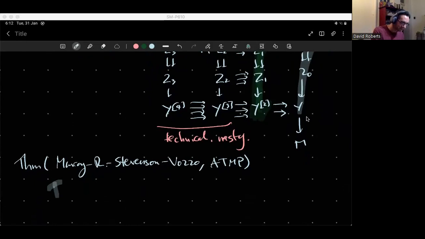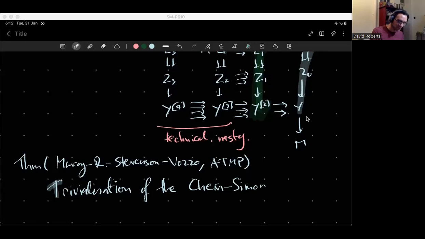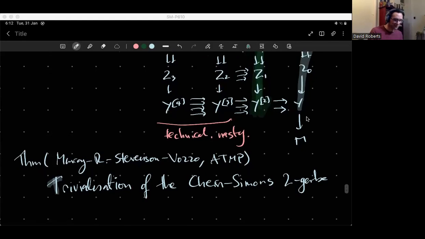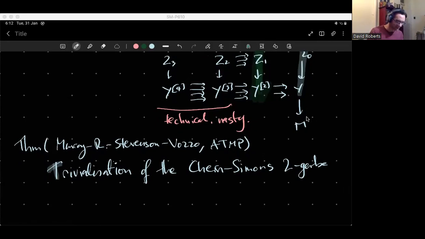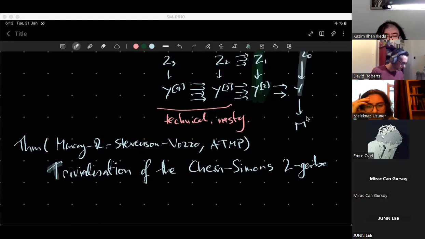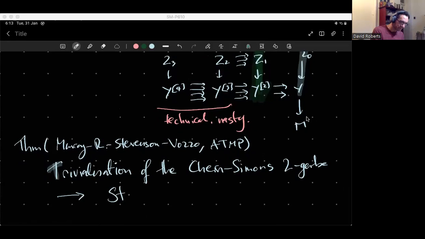So I'll give you the slogan. The details are, so this specific example we can write down, it's called the Chern-Simons 2-gerbe, coming from the thesis work of Stuart Johnson. The trivialization of the Chern-Simons 2-gerbe is a string G equivariance.